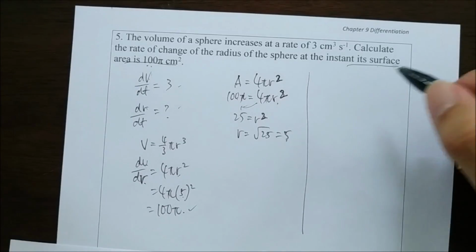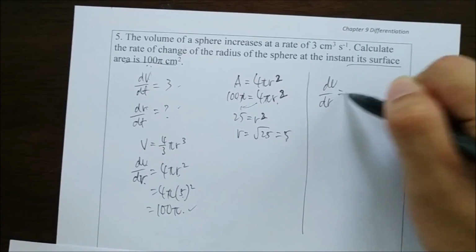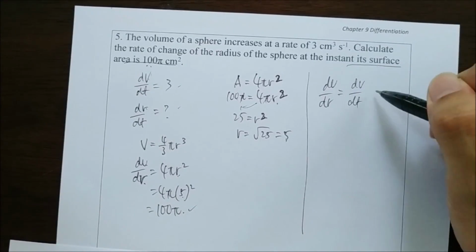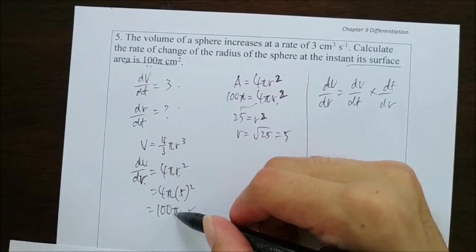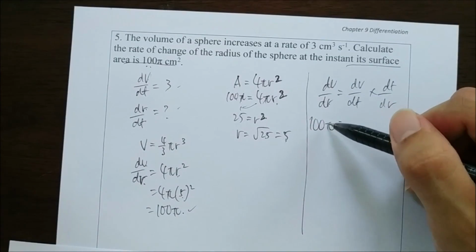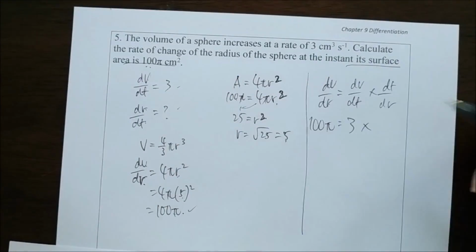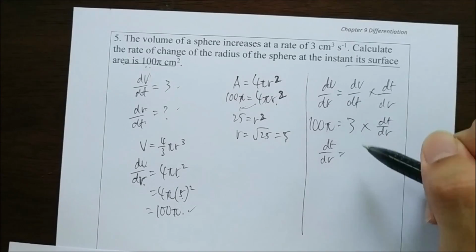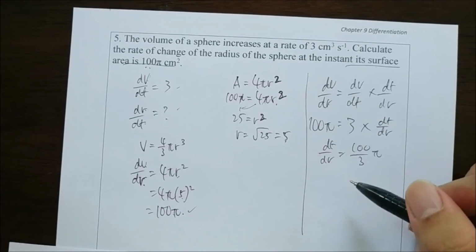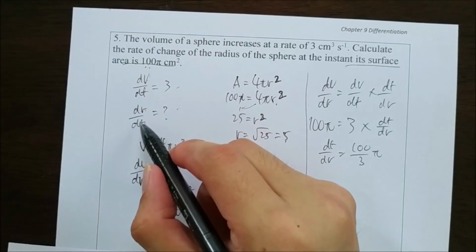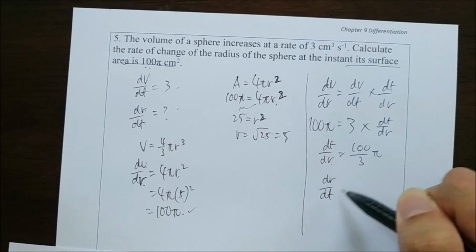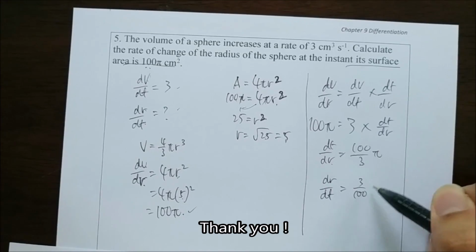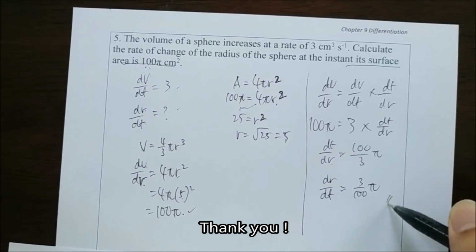We just use the chain rule. dV/dr equals dV/dt times dt/dr. dV/dr is this 100 pi. Since we are looking for dr/dt, we are looking for the inverse of this. So dr/dt equals 3 over 100 pi. That's the answer.